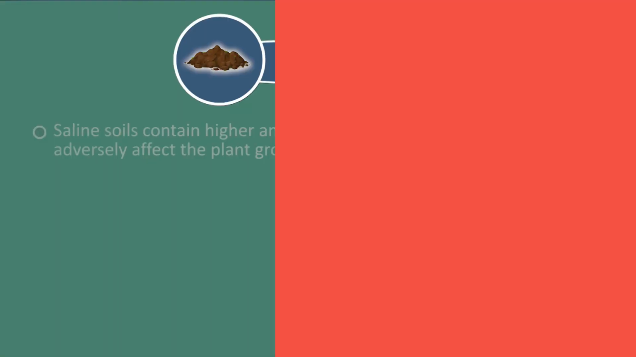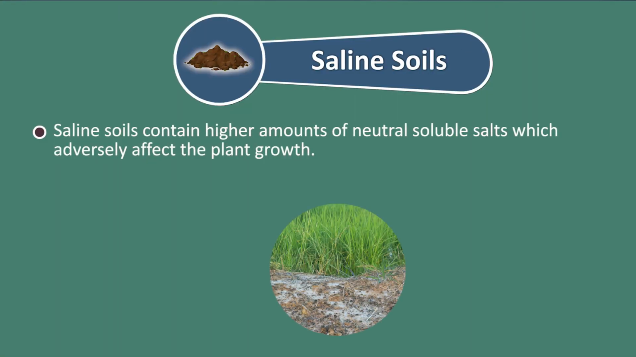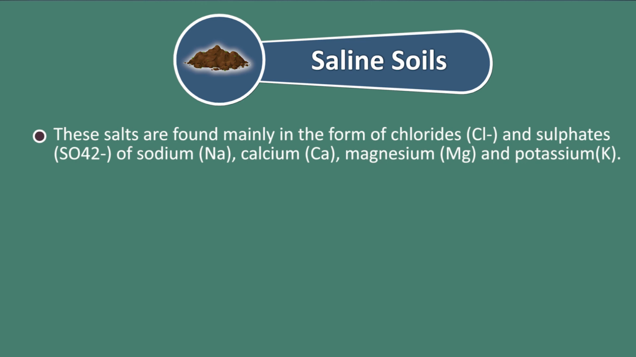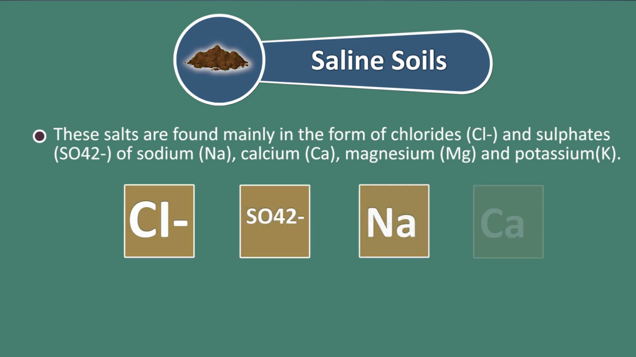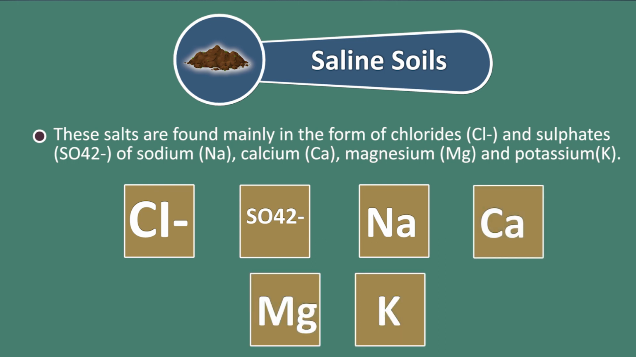First type of problem soil is saline soil. Saline soil contains a higher amount of neutral soluble salt which adversely affects the plant growth. These salts are found mainly in the form of chlorides and sulfates of sodium, calcium, magnesium and potassium.